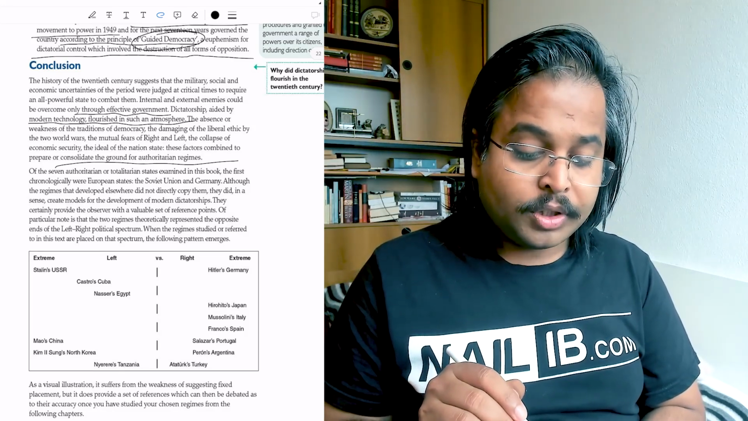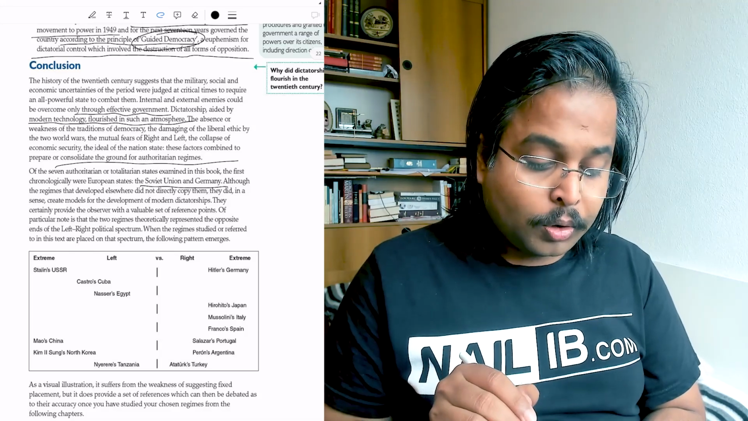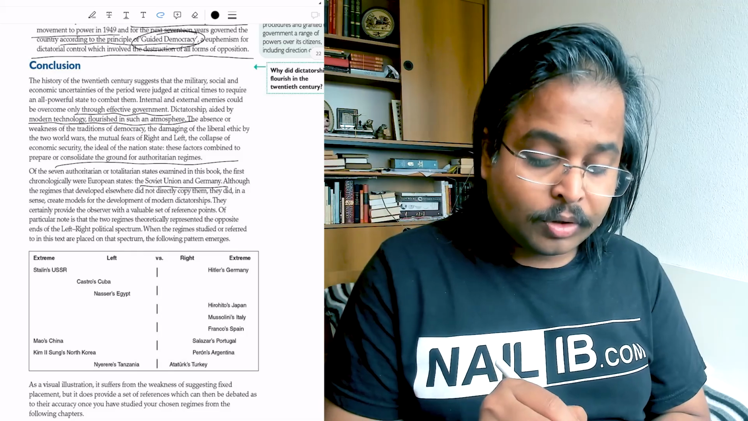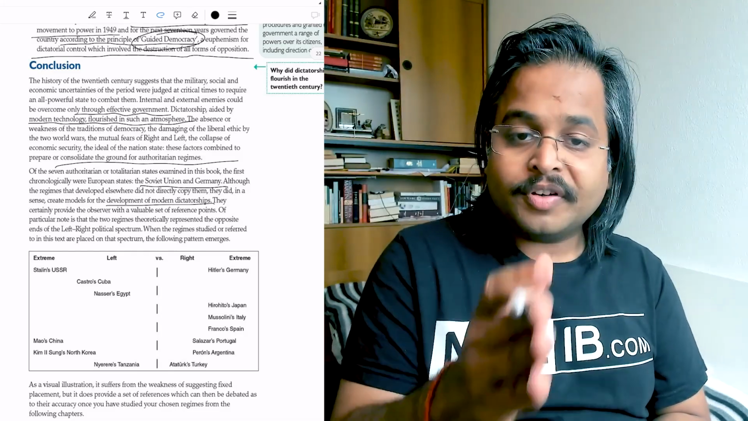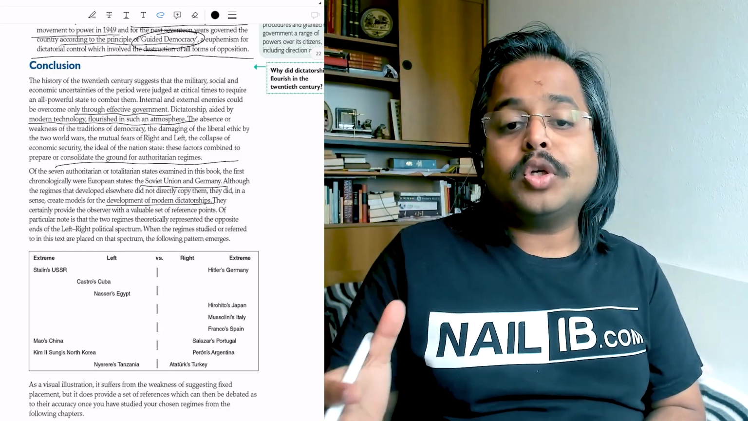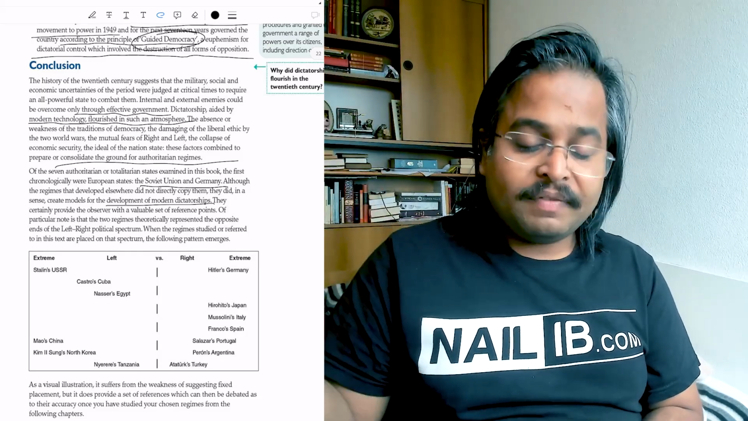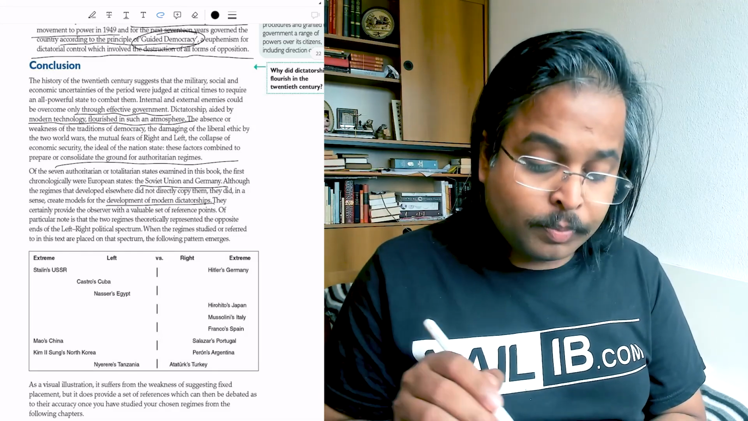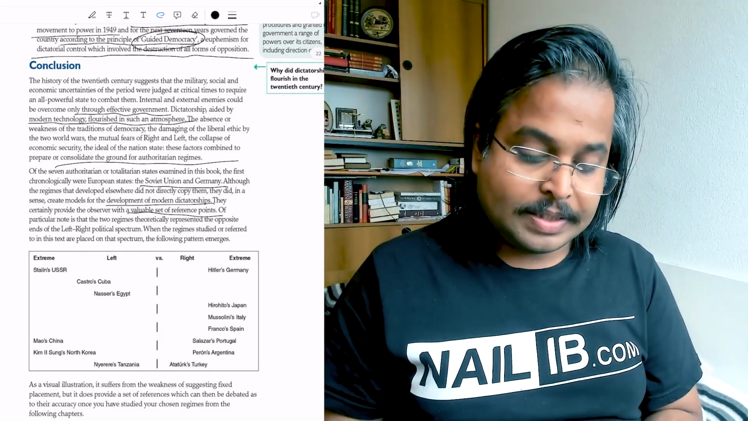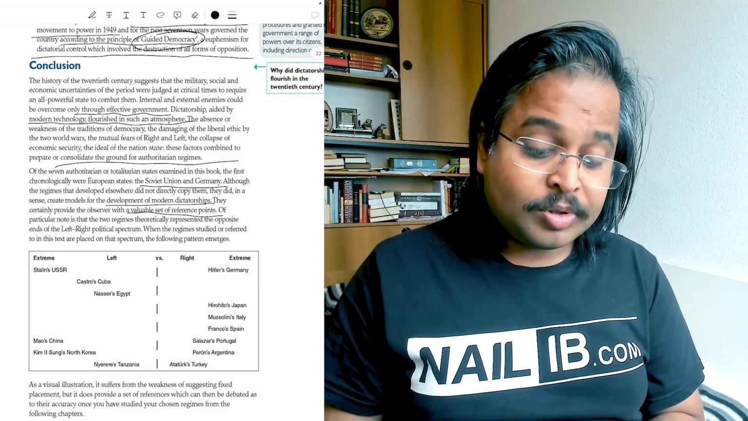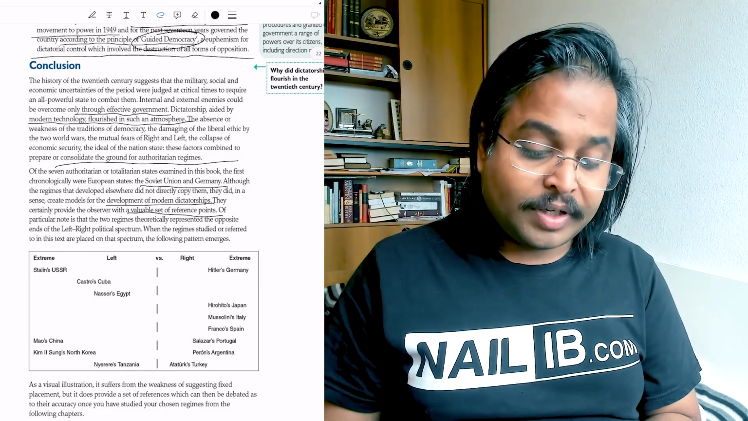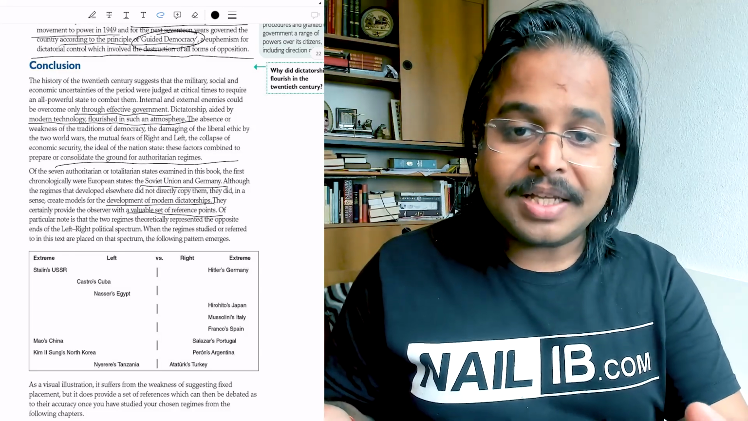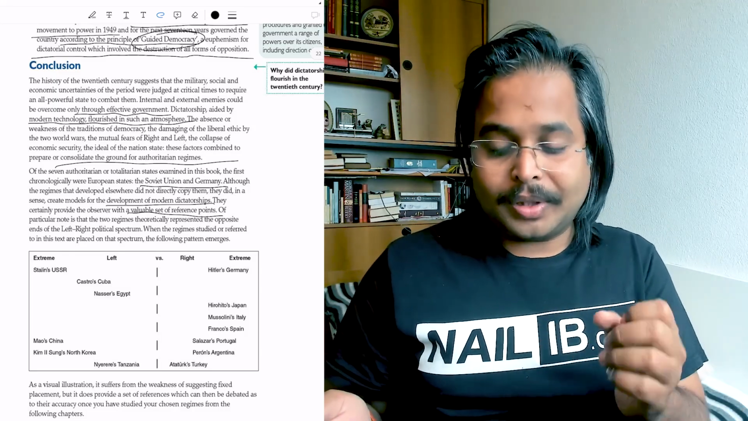The first chronologically were the European states, so the Soviet Union and Germany. Although the regimes that developed elsewhere did not directly copy them, they did in a sense create models for development of modern dictatorship. So that is why we go first with Stalin and Hitler, because even though they were not copied necessarily, their models may have inspired other coming dictatorships. They certainly provide the observer with a valuable set of reference points that can then be used for other places as well. Of particular note is that two regimes theoretically represented the opposite ends of the left and right political system. So even though they were theoretically against each other, they do provide us with very useful vantage points to look at each other.